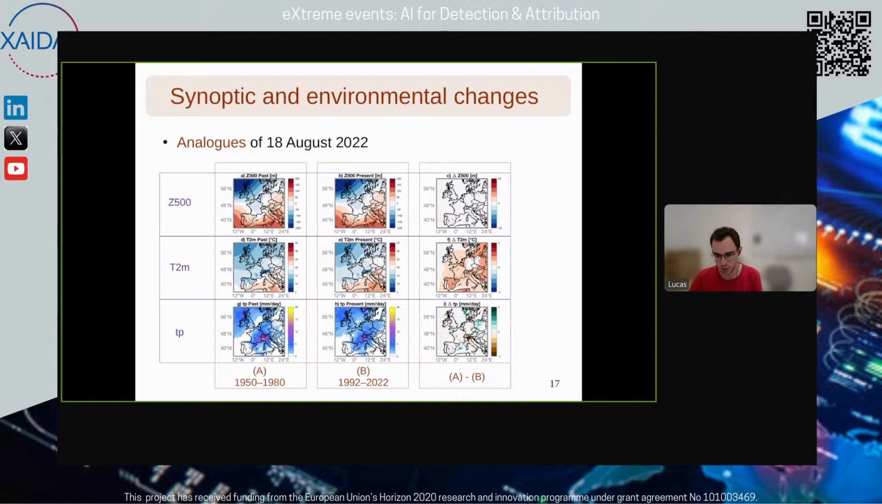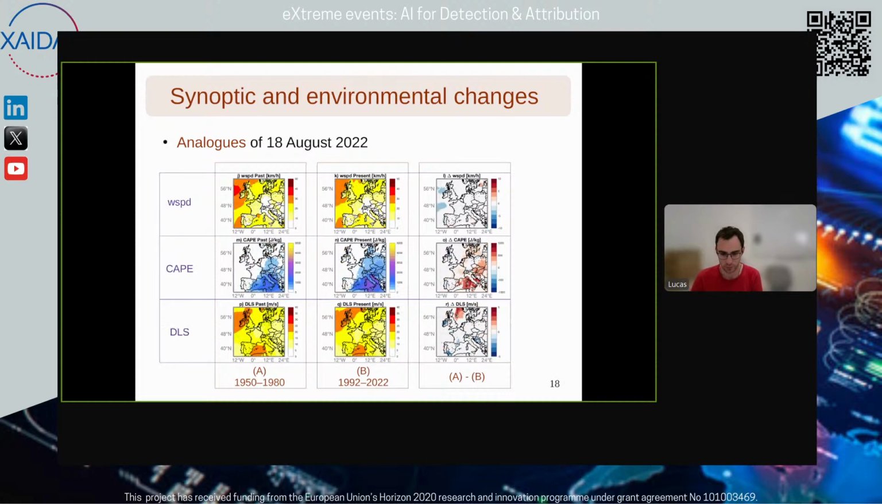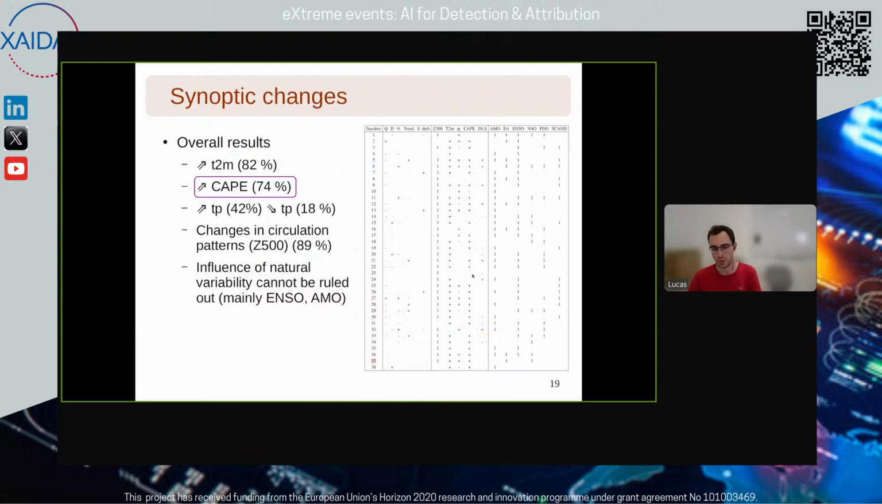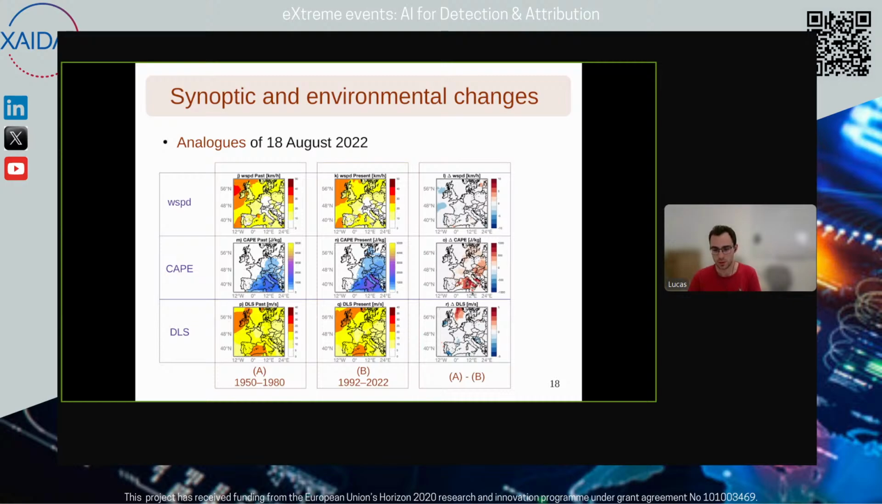For 2-meter temperature, we see higher temperatures over most of the continent and over the Mediterranean also. Precipitation is a bit more difficult to interpret, but we observe a decrease of precipitation in northern Italy. For wind speed, there is nothing special to notice. And when we look at CAPE, we see a strong, marked increase over the Mediterranean in the area where the storm developed. And for wind shear, so DLS, we don't see any change in this region.